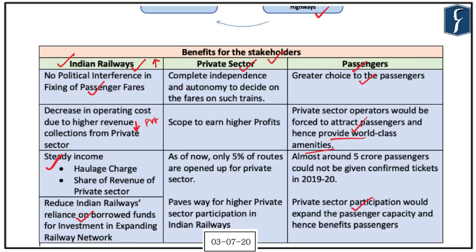As far as the private sector is concerned, they will have the advantage of complete independence and autonomy to decide fares of such trains. As recently stated by Indian Railways, IRCTC is earning 5 lakh rupees on each trip Tejas Express is making, and hence more such trains means more profit for the private sector on the same available capital assets. And if this experiment is successful, it will pave the way for higher private sector participation in Indian Railways.